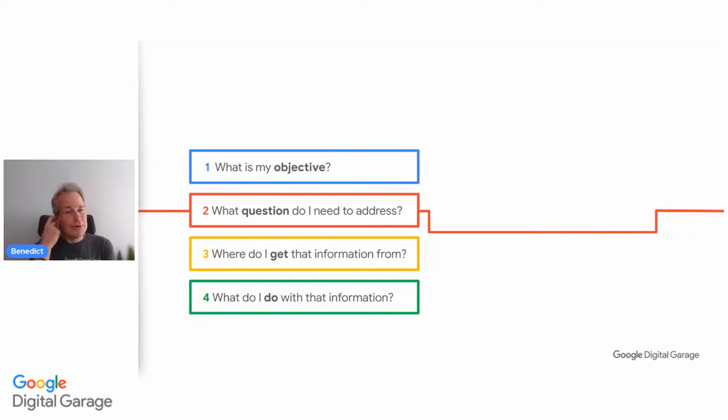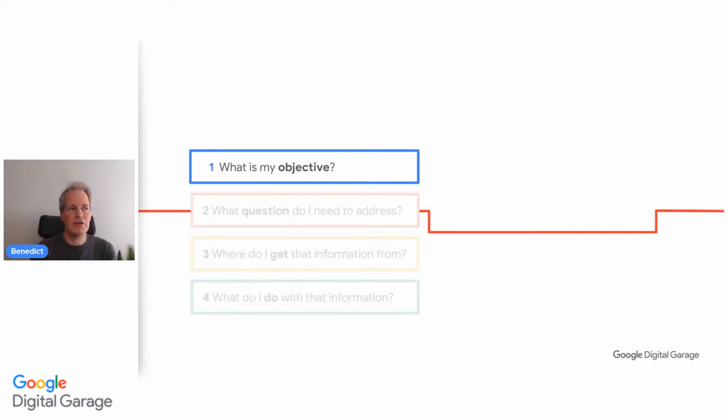So I'm going to be introducing an overarching 4-step framework for getting answers from data, okay? Now, getting the right answers involves asking the right questions, of course, very, very important. So this is our overarching framework. It is a framework for thinking about the types of goals or objectives you should be setting up to measure the success of your business online. Okay. So there's what is my objective, what question do I need to address, where do I get that information from, what do I do with that information? So let's just go through these.